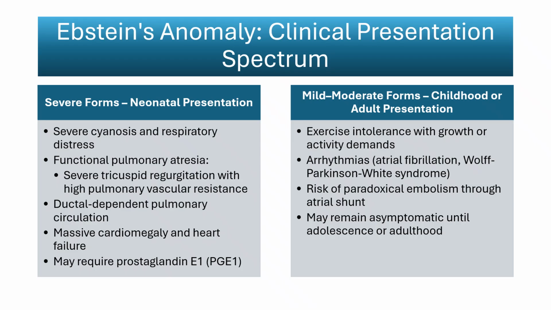These rhythm disturbances not only cause symptoms, but also raise the risk of paradoxical embolism in the presence of an atrial-level shunt. Some individuals remain asymptomatic into adulthood, only coming to attention through incidental findings or evaluation for palpitations. The variability underscores that the degree of valve displacement, regurgitation, and right ventricular function directly predicts when and how the disease will declare itself.